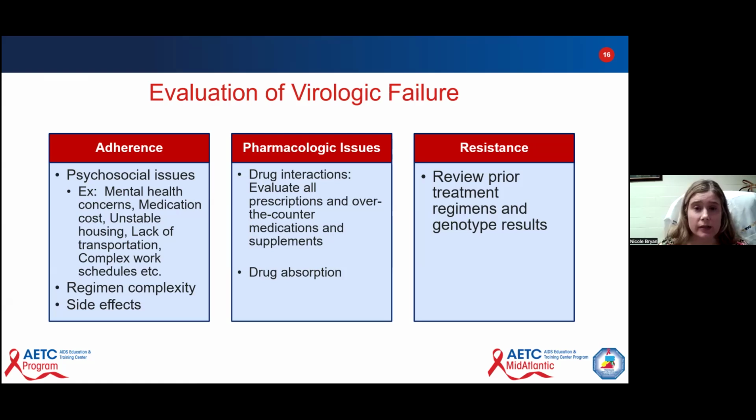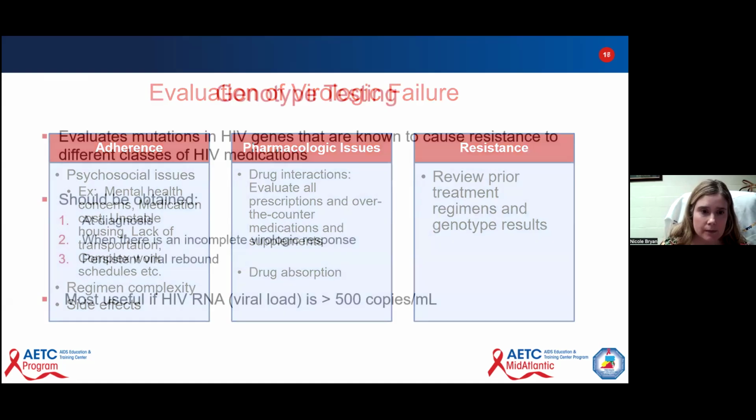And then resistance, we do like to look at prior treatment regimens, and also any prior genotype results. Once we see resistance to one medication, even if that genotype was from 10 years ago, we always presume that strain of virus is still present in that patient. And as soon as you put them on a medication that stresses that, it'll emerge. So we really do spend a lot of time considering prior genotype results.